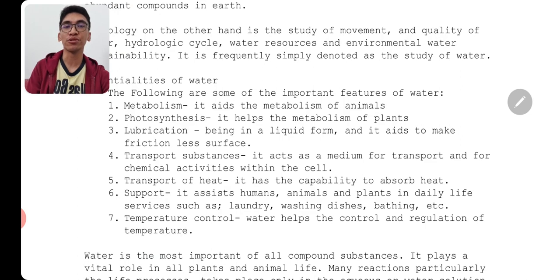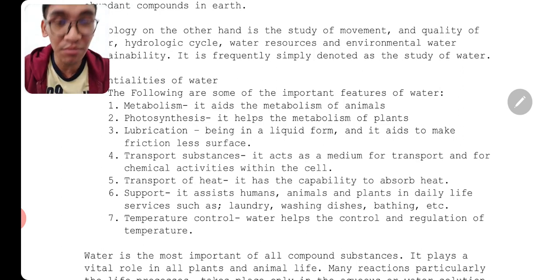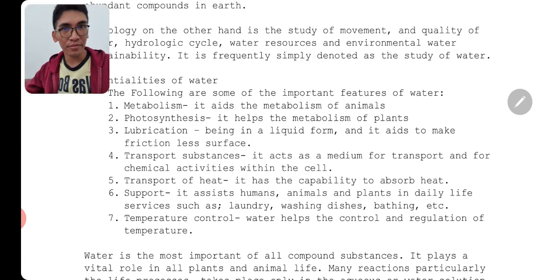Number 7, temperature control. Kanina, most likely, it's almost the same in transport and heat. Ito naman, temperature control. Water helps the control and regulation of temperature. Paano natin masasabing temperature control? When you were inside the womb of your mother, nung ikaw ay pinagbubuntis niya, meron tayong kumbaga capsule doon sa loob ng ating tiyan, ng ating nanay. Meron din doon tinatawag na amniotic fluid. So, yung amniotic fluid acts as a temperature control. It is a buffer. Paano natin makokontrol yung temperature?